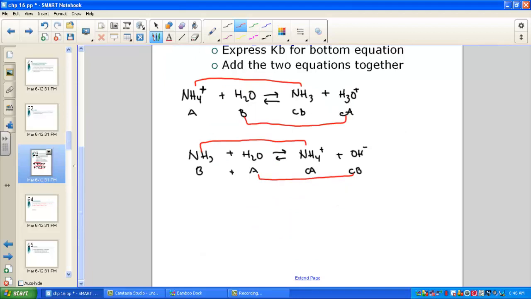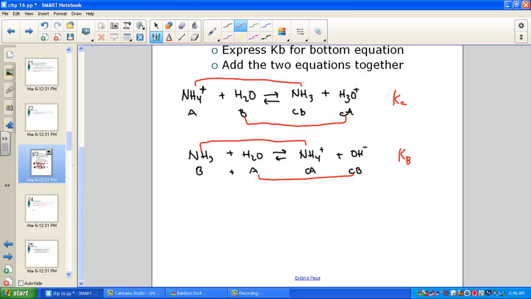We would see in the first reaction ammonium is acting as an acid. It would therefore have what we call a Ka expression. It's producing the acid ion, hydronium. Here in the second equation, ammonia is acting as a base. Therefore, we know it would have a Kb expression, B for base. It's forming the base ion, hydroxide.